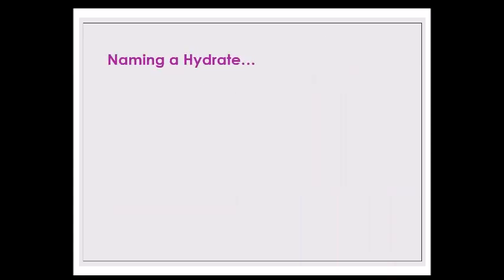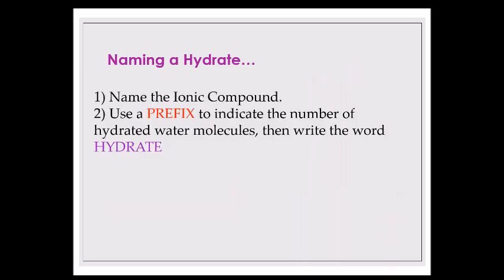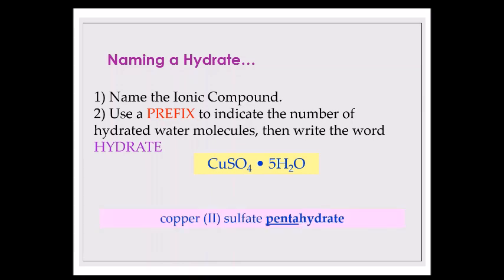So naming a hydrate is very simple. We're just going to do like 1 or 2 examples here. You name the ionic compound just like you would regularly name any compound. Then you use a prefix for the coefficient in front of the water, and then you add the word hydrate. So it's pretty simple. So for this one it is copper 2 sulfate, because we know copper is a Roman numeral one that has multiple oxidation states. But the 5, of course, is going to be penta, and then we just add the word hydrate. So it's copper 2 sulfate pentahydrate.